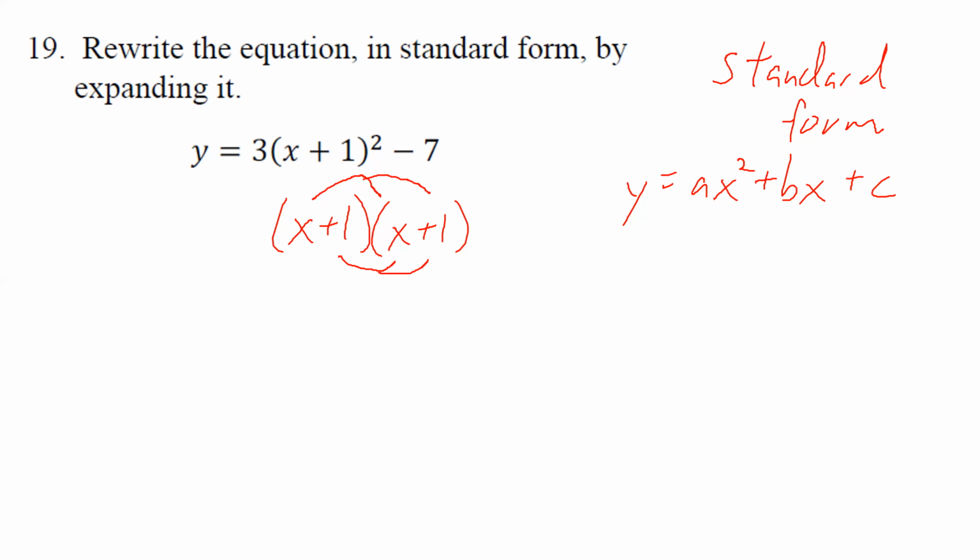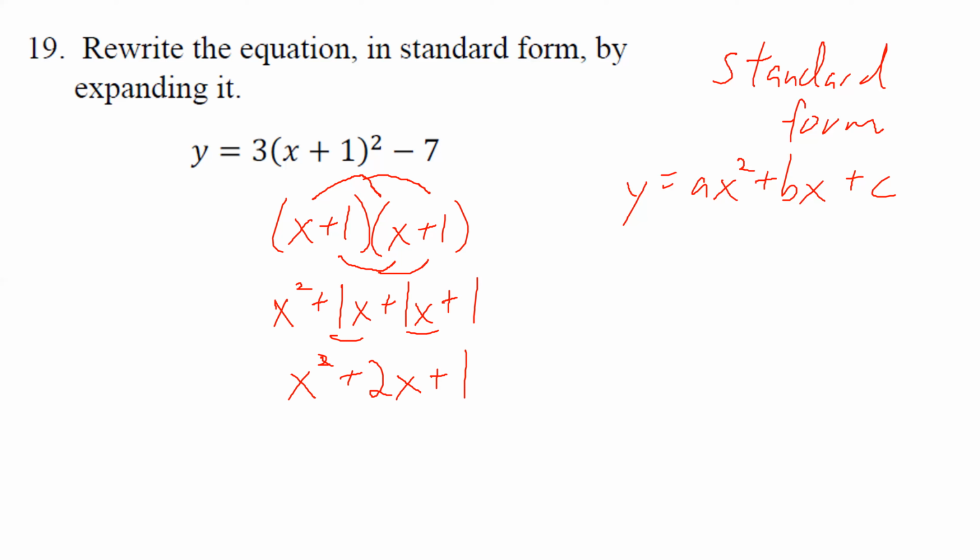X times x is x squared. X times 1 is 1x. 1 times x, 1x. 1 times 1 is 1. The 2 in the middle are like terms, and we can combine those. So we have x squared plus 2x now, plus 1. This was all for this middle term.